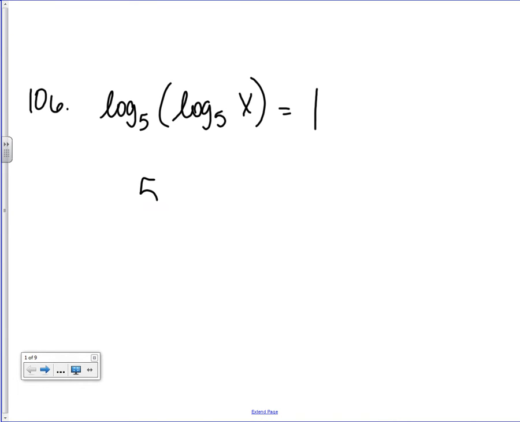So this would be 5 to the first equals log base 5 of x. Well, 5 to the first is just 5. And now again, the only way I can get at that x is to get rid of the log. And the only way that I have to do that is to rewrite it. This would be 5 to the fifth equals x. And I hope that 5 to the fifth, that fifth is 3,125.